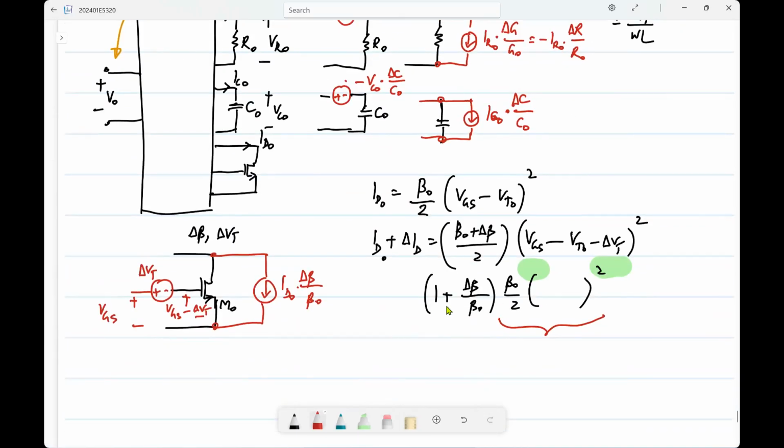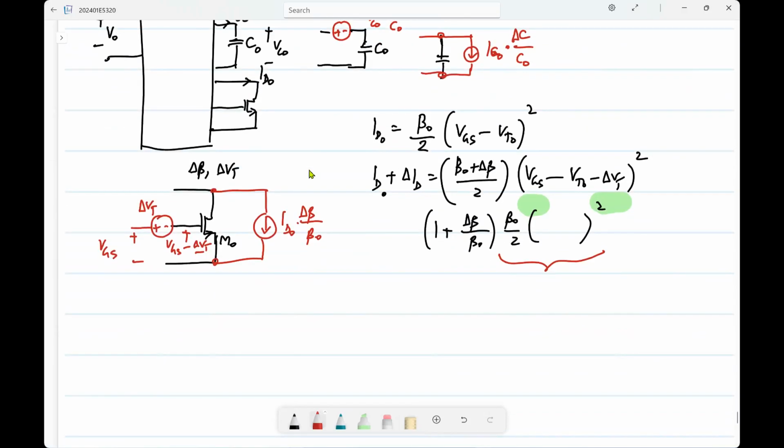So it's 1 plus delta beta by beta naught times the nominal current. Is this fine? So we'll need two sources in a MOS transistor because there are two mismatch effects, one in the current factor and one in the threshold voltage. Okay. Is this fine? So we can use it as is, or we can even combine the two.